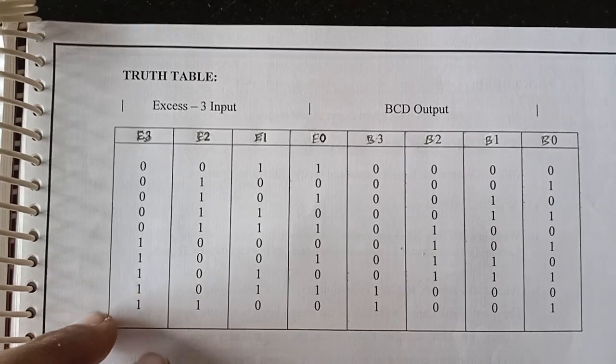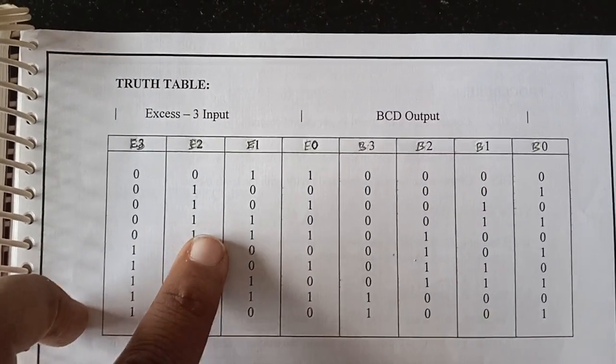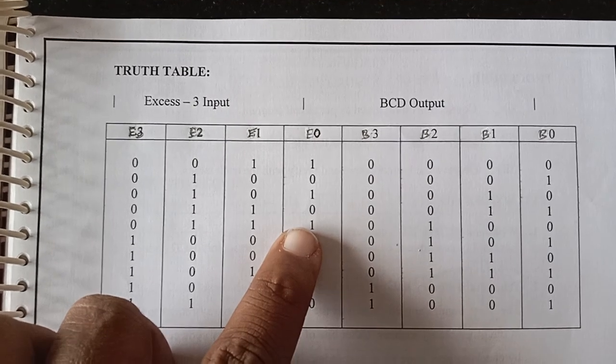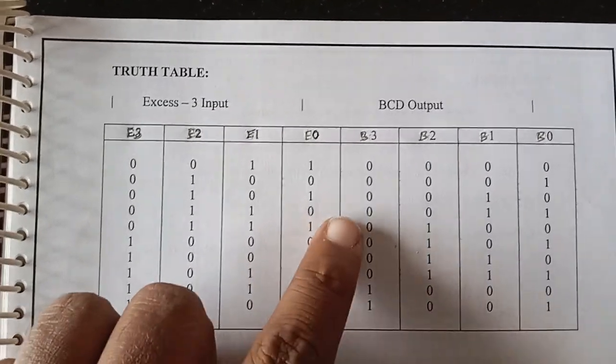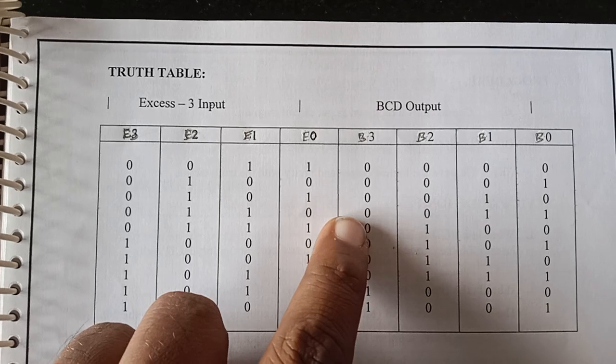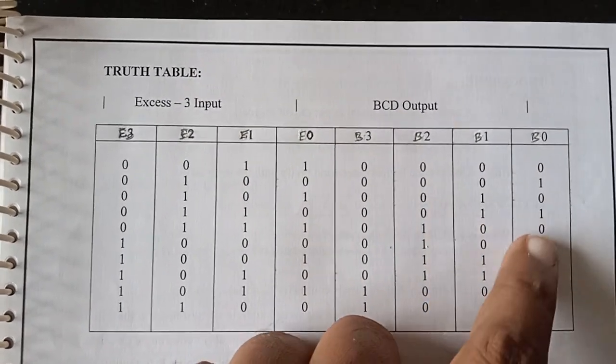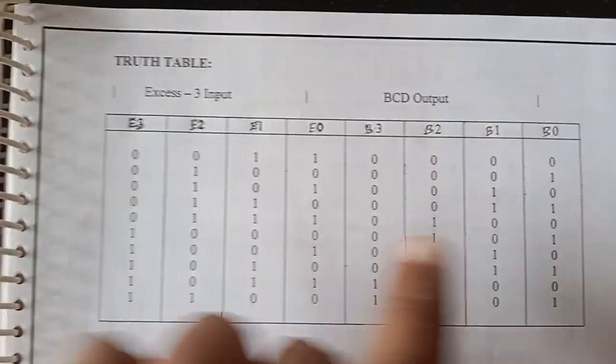So next input is 0, 1, 1, 0. That is, input is 6, which means 6 minus 3, that is equal to 3. So the output BCD number is 0, 0, 1, 1. This is 2 plus 1, 3. So if you give the input 6, the output is 3.